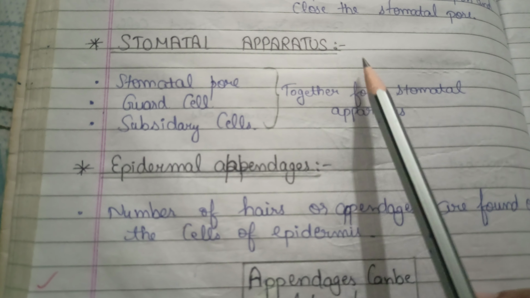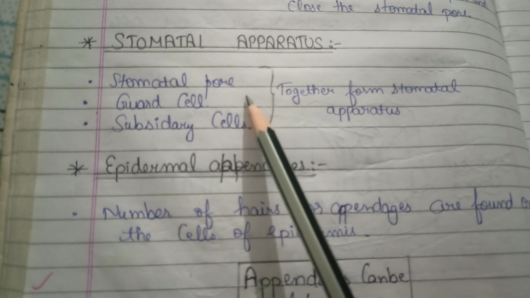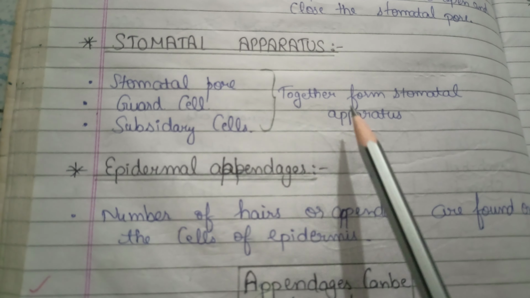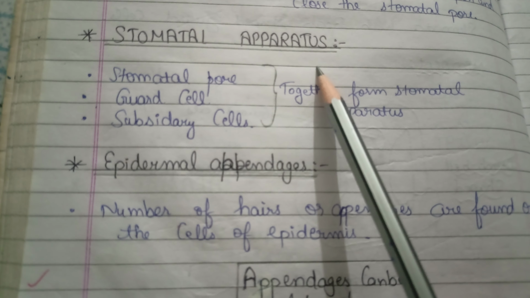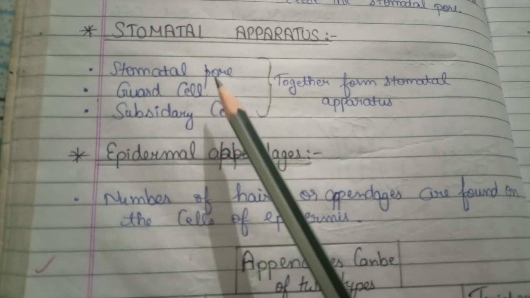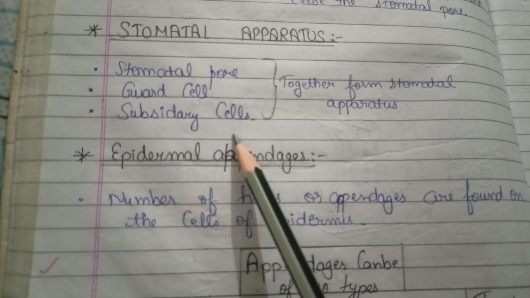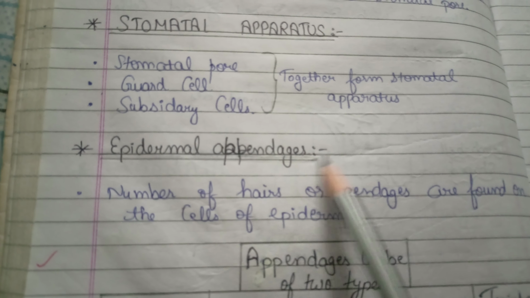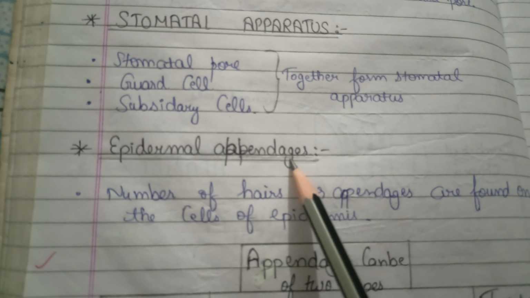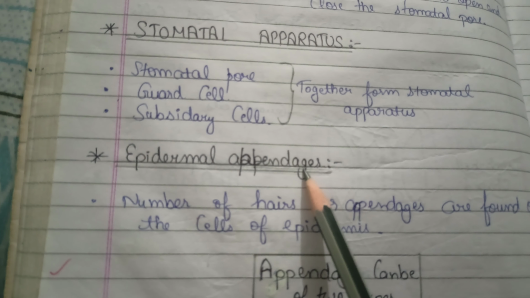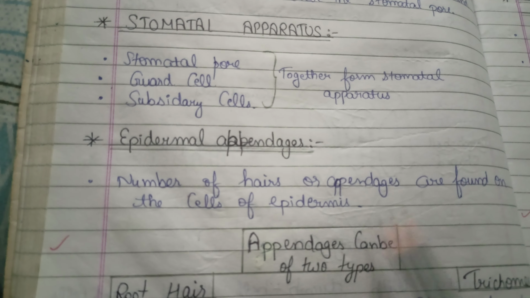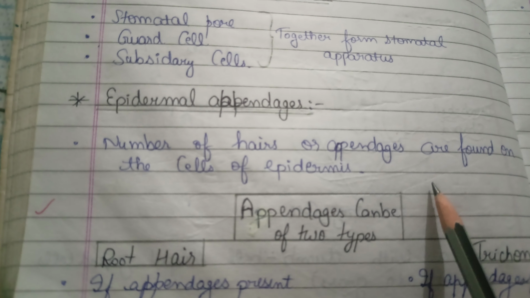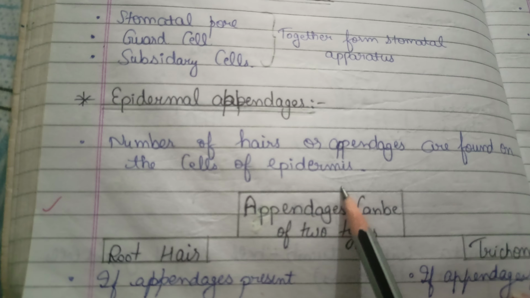Now the stomatal apparatus. The stomatal pore, guard cells and subsidiary cells together are called the stomatal apparatus, right? So these three structures together make up the stomatal apparatus. Now epidermal appendages. Appendages means outgrowths which arise from any part of the plant, right? So a number of hairs or appendages are found on the cells of the epidermis.